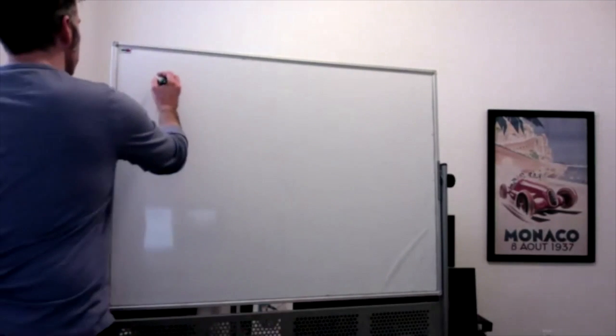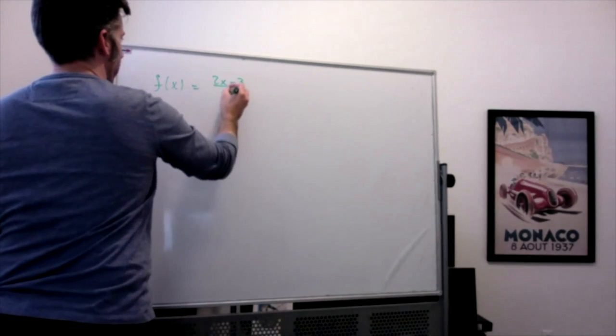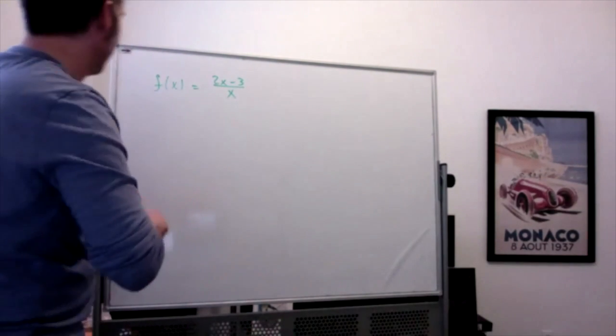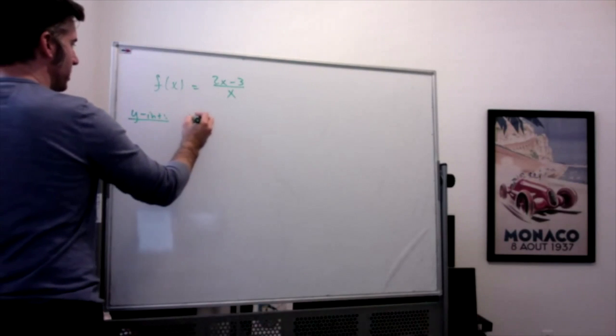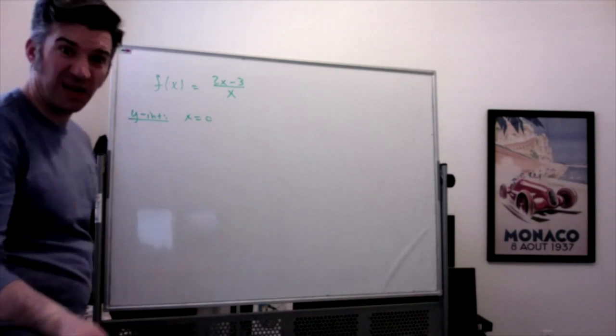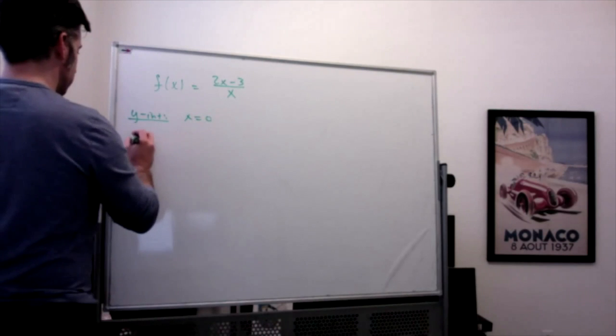f of x equals 2x minus 3 over x. And so, y-intercept. Set x equal to 0. Oh, x can't be 0, because that would be division by 0. So there's no y-intercept.